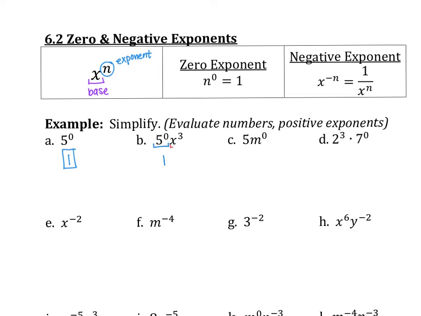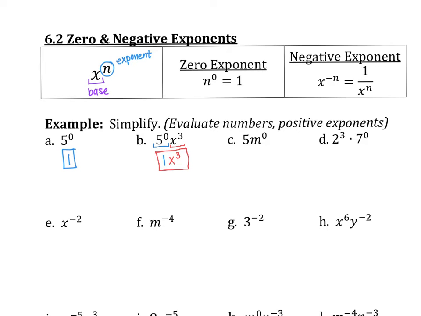Okay, now I have x to the third. It has a positive exponent. There's nothing to multiply out, so I just leave it x to the third. Okay, so my final answer is 1x to the third. I multiplied everything I could, and the exponents are positive. I could also just write x to the third because the 1 doesn't necessarily have to be there. Okay, let me keep going.